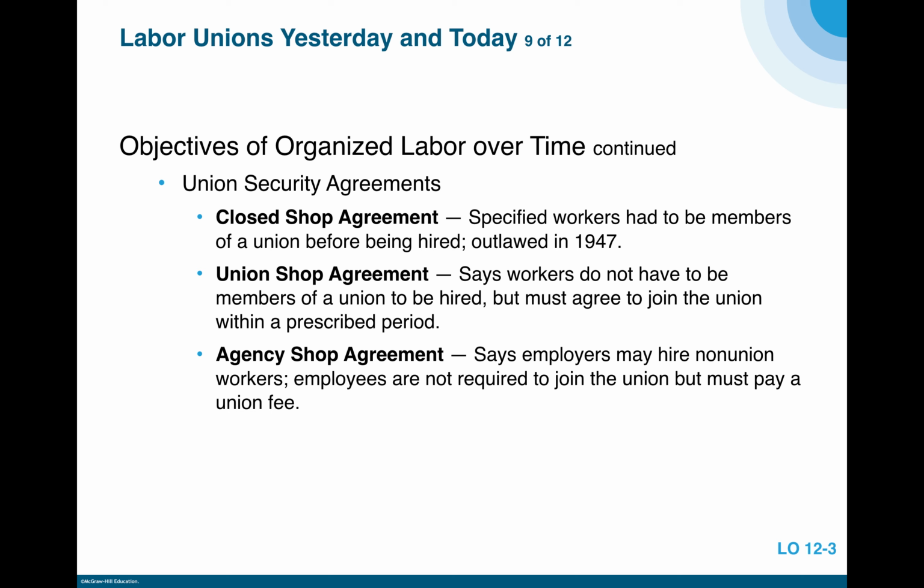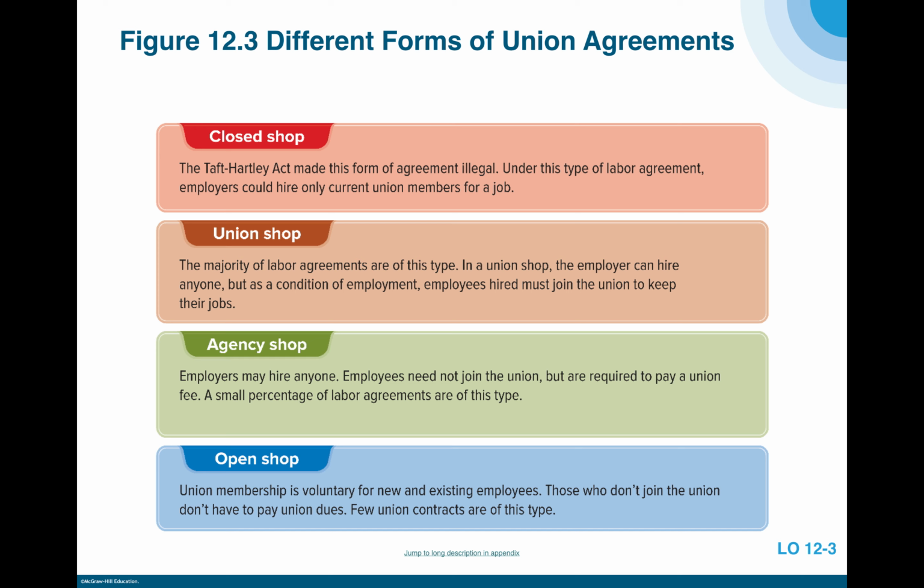And then you have an agency shop agreement. It says employers may hire non-union workers. Employees are not required to join a union, but must pay a union fee. So this just goes through the different forms of union agreements. We just talked about closed shop, union shop, agency shop. We do have an open shop, in which union membership is voluntary for new and existing employees. Those who do not join the union don't have to pay union dues. A few union contracts are of this type. I would say that would probably be the best one, because then you're not pressuring anybody to join the union. Nobody's out of fees, and we'll probably start to see more open shops just because of the Janus decision coming down.